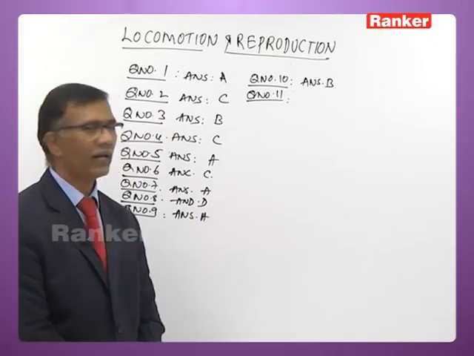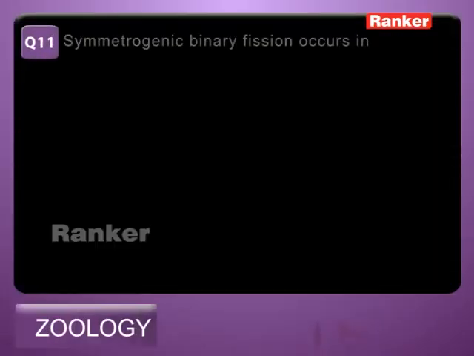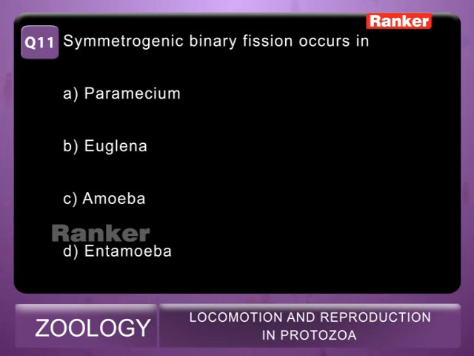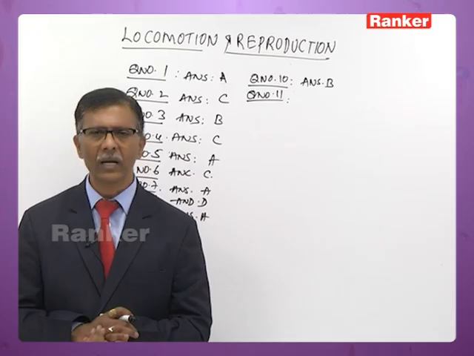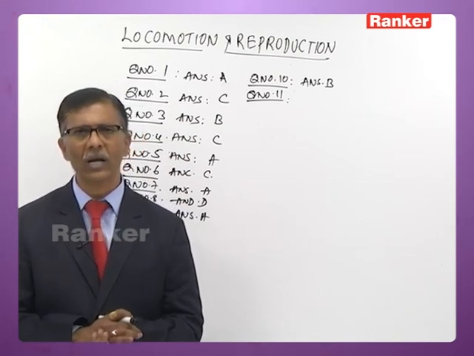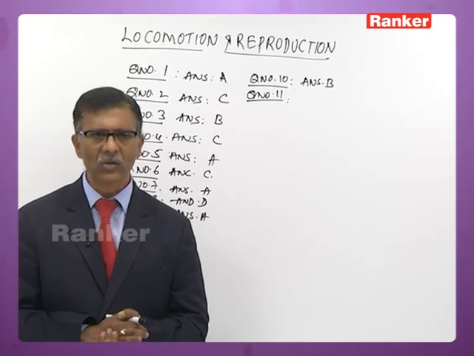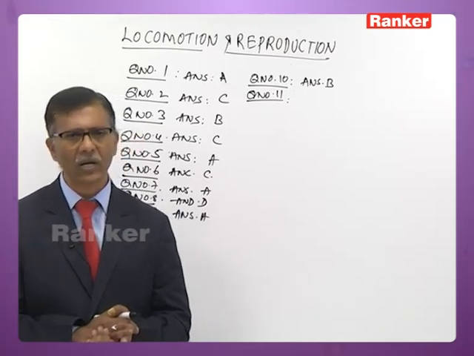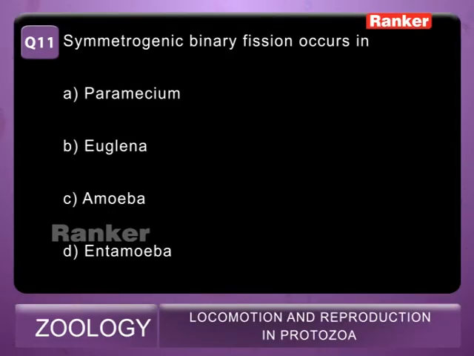Now question number 11 here now, I will read out the question for you. Symmetrogenic binary fission occurs in. Now longitudinal binary fission is also called symmetrogenic binary fission because it results in formation of identical young ones. So options here are A. paramecium, B. euglena, C. amoeba, D. entamoeba. All flagellates reproduce by longitudinal binary fission, which is also called symmetrogenic binary fission. So among these, the flagellate is euglena. So for 11th question, correct answer is B.